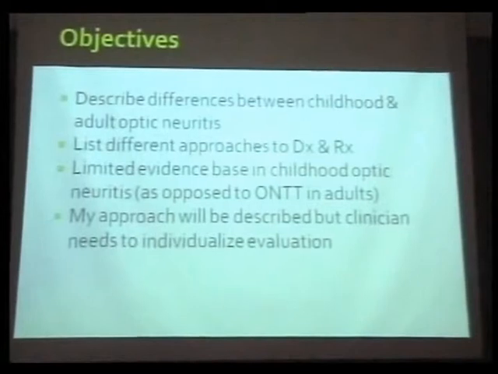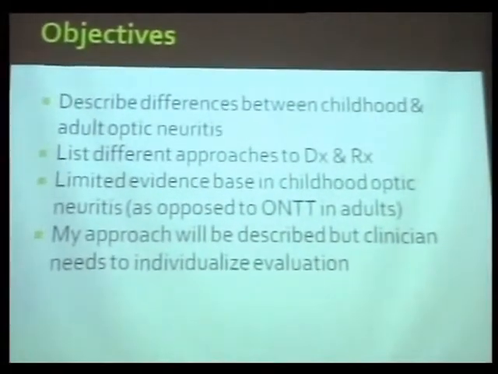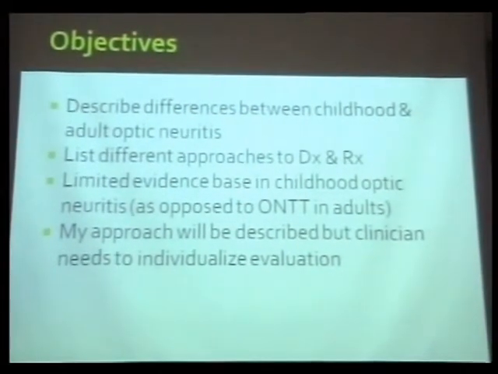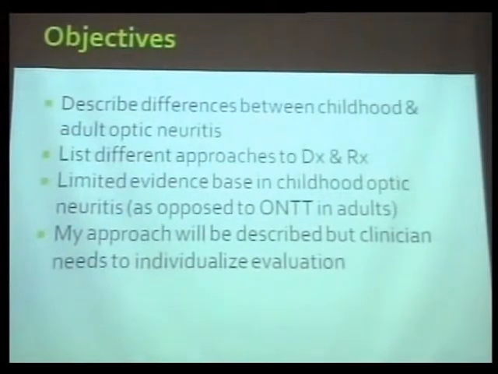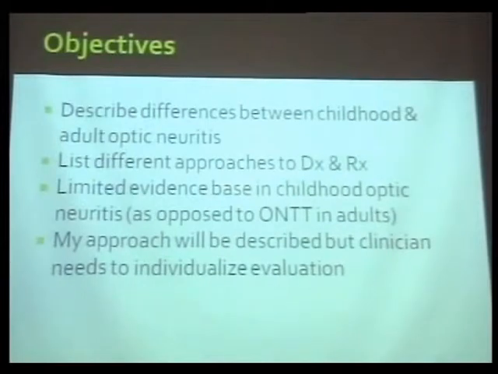I want to describe for you the key differences between childhood and adult optic neuropathies, and especially optic neuritis in this talk, and list for you the different approaches to diagnosis and treatment that are driven in children versus adult patients, and tell you that there is a very limited evidence base in childhood optic neuritis as opposed to the optic neuritis treatment trial and the longitudinal optic neuritis study, which has given us very good longitudinal data. We don't have the same study for children. And then I'll tell you my approach, but as a clinician, you're going to have to individualize the evaluation for each child that you see because it's quite different every patient.